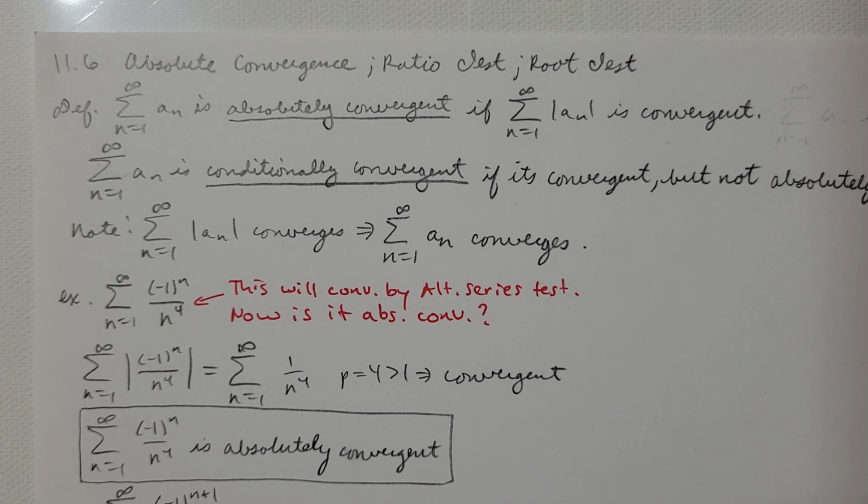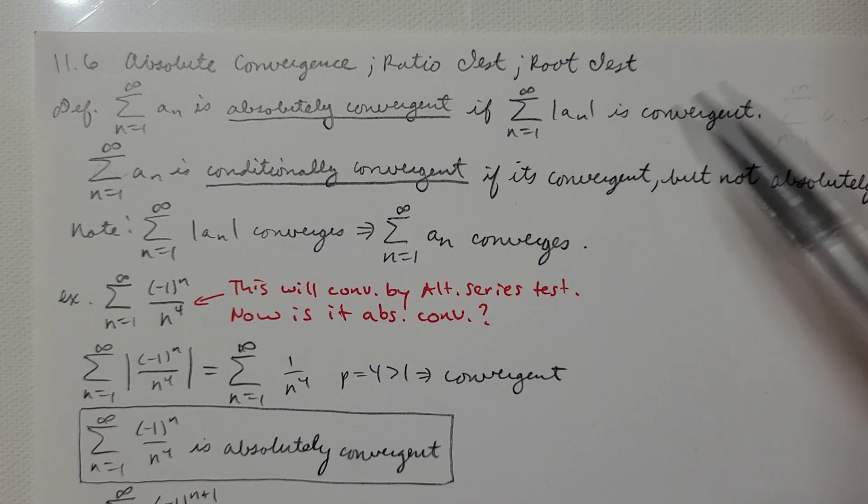Okay, I'm going to start section 11.6 here, which is called the absolute convergence ratio test and the root test. Those are the last couple of tests that we're going to look at before we do a strategy for testing series.